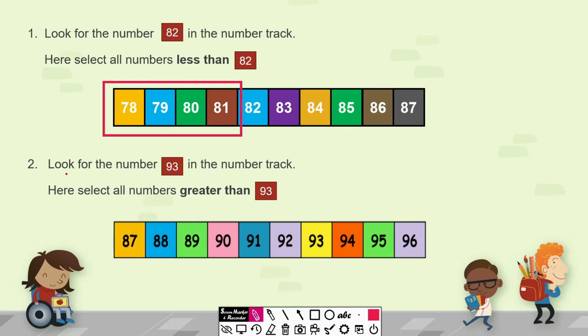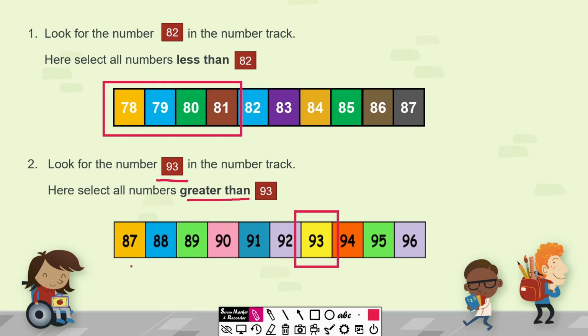Now, look for the number 93 in the number track. Okay, let's see where is number 93. 87, 88, 89, 90, 91, 92, 93. This is number 93. Here, select all numbers greater than 93.